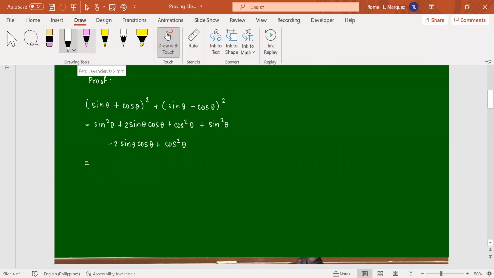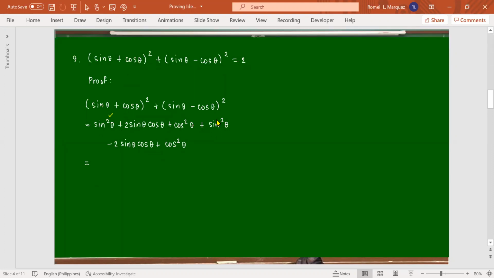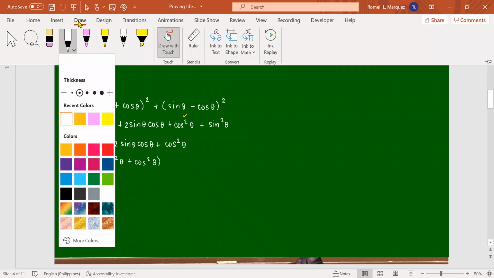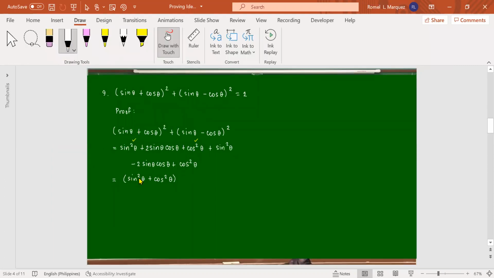So from here, I can combine these two, giving sine squared theta plus cosine squared theta. What can you notice about this? This is one of the Pythagorean identities, okay? And there is another set of that. So this one and this one. Let's put 2 checks.